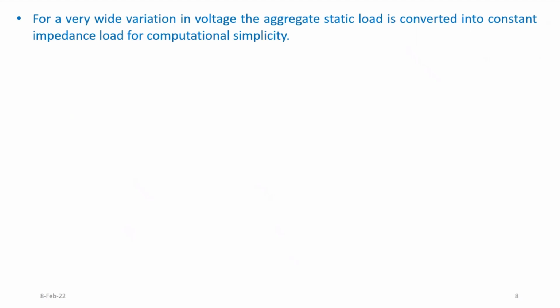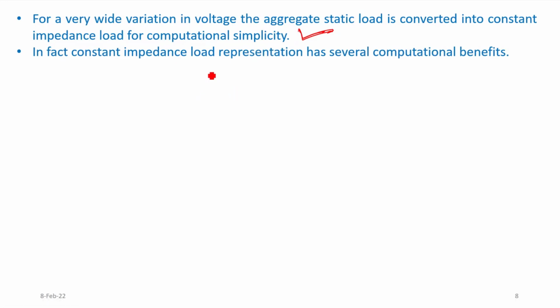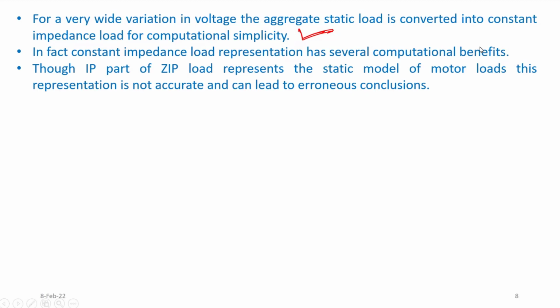For a very wide variation in the voltage, the aggregate static load is converted into constant impedance load for computational simplicity. Therefore, most of the time for stability analysis, unless there is a presence of a very large motor, we always consider aggregate static load as constant impedance load for computational simplicity. In fact, constant impedance load representation has several computational benefits.